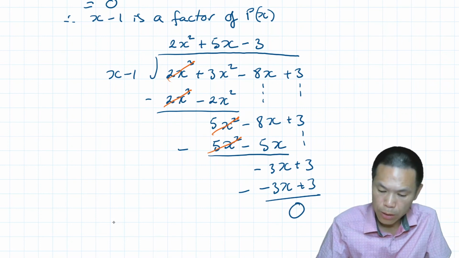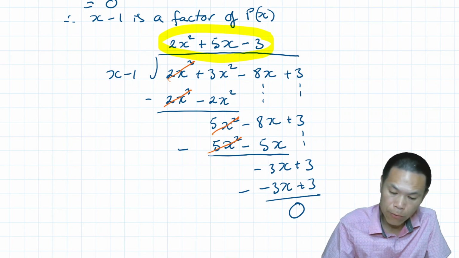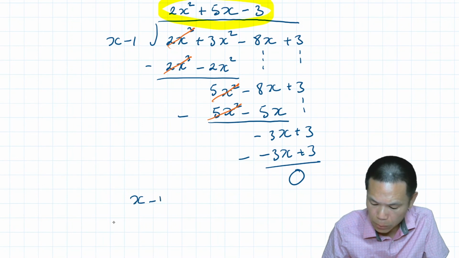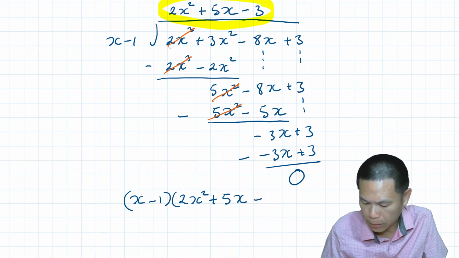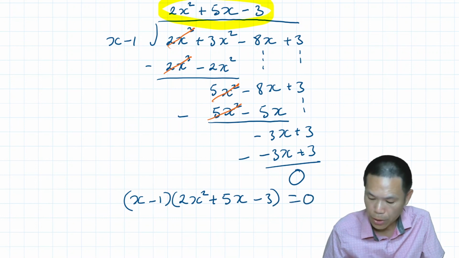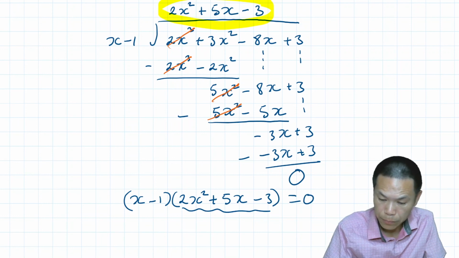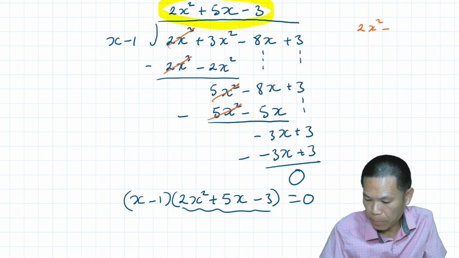So now we need to factorize this further, right? So let me write this down first. So that will give me x minus 1, 2x squared plus 5x minus 3 is equal to 0. So we factorize this further. So just write up here, we have 2x squared plus 5x minus 3.